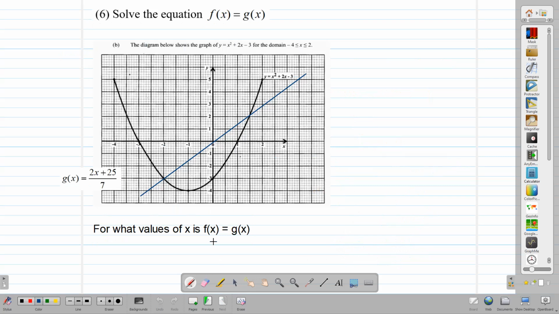Let's look at the last question for this. Here we have it again, the function x squared plus 2x minus 3. And we want to see where that function is equal to the function 2x plus 25 over 7. So where are those two functions equal? They're equal at this point where they intersect, and they're also equal at this point where they intersect. And what we do now is that we drop our line down to the x-axis and we see what those coordinates are.